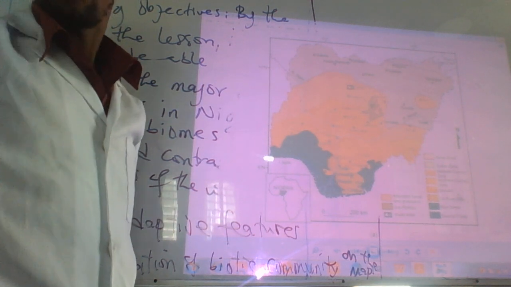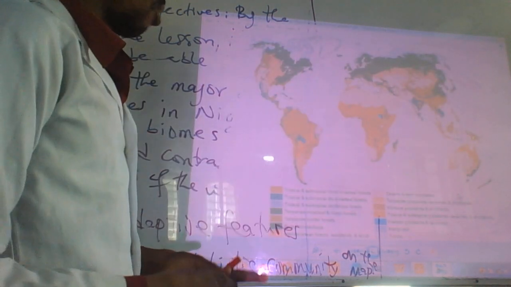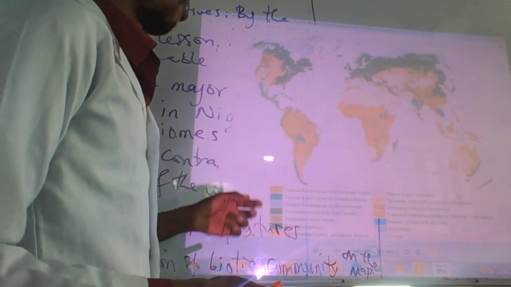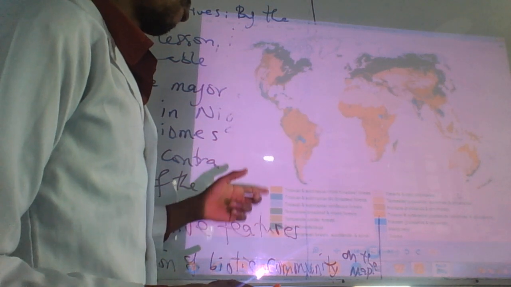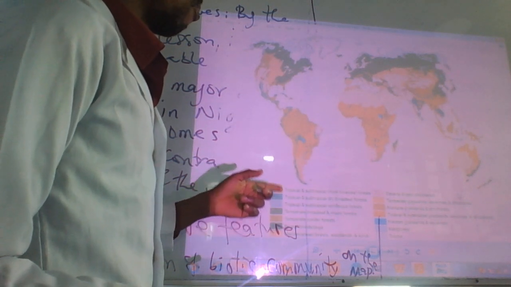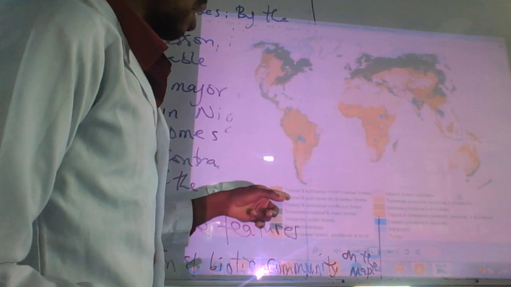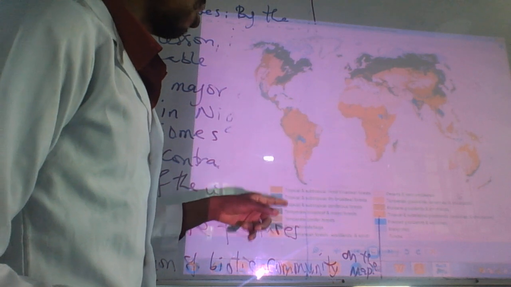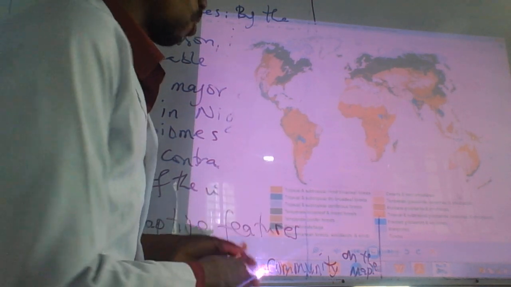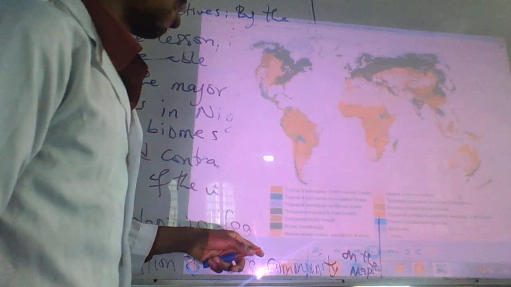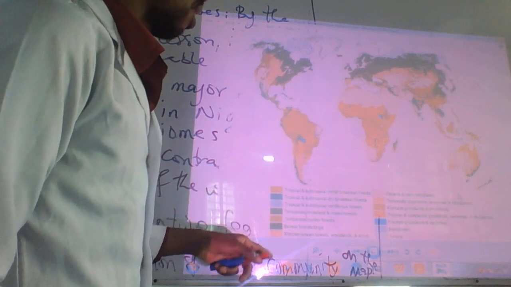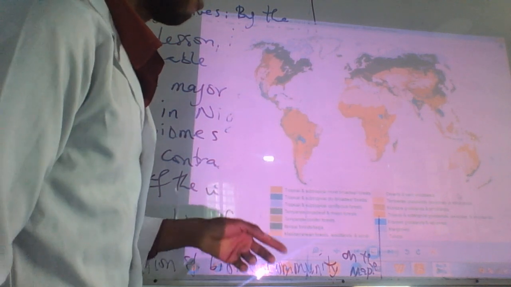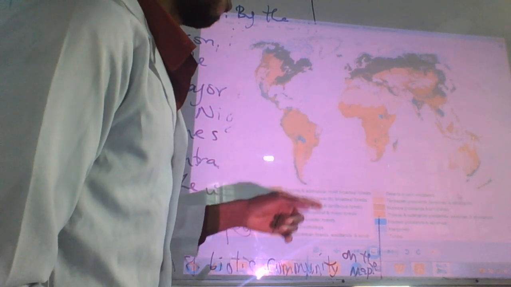So now we go to the world biome. See the world biome, we have so many. We have the tropical and subtropical moist broadleaf forest. We have the tropical and subtropical dry broadleaf forest. We have the tropical and subtropical coniferous forest. We have the temperate broadleaf and mixed forest. We have the temperate conifer forest. We have the boreal forest or taiga. We have the Mediterranean forest, woodland and scrub. We have the desert and xeric shrubland. We have the temperate grassland, savannas and scrub.